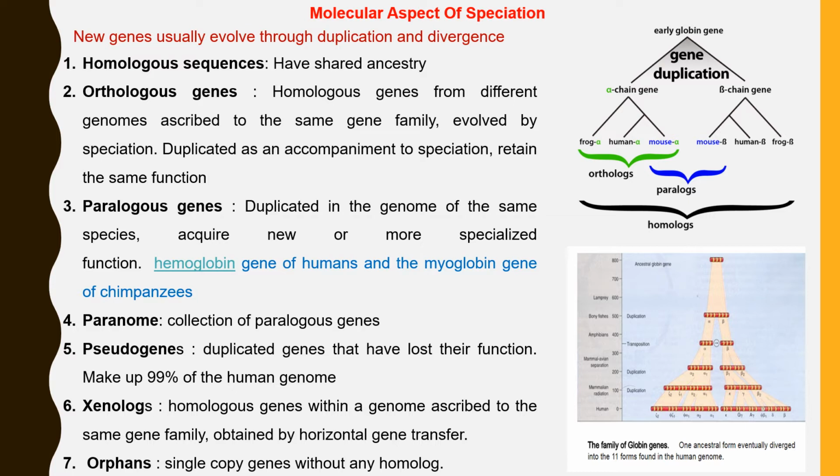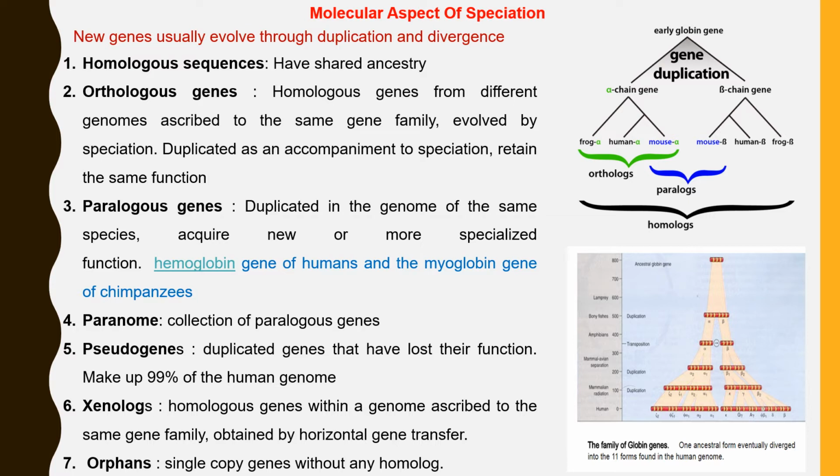The certain terms that are associated with this are homologous sequence. These are sequences that have common ancestor. Example, the hemoglobin alpha and beta gene have a common ancestry, the myoglobin gene. Orthologous gene. These are homologous genes that are from different genome. They retain the same function. Example, the alpha hemoglobin gene in frog, human and mouse.